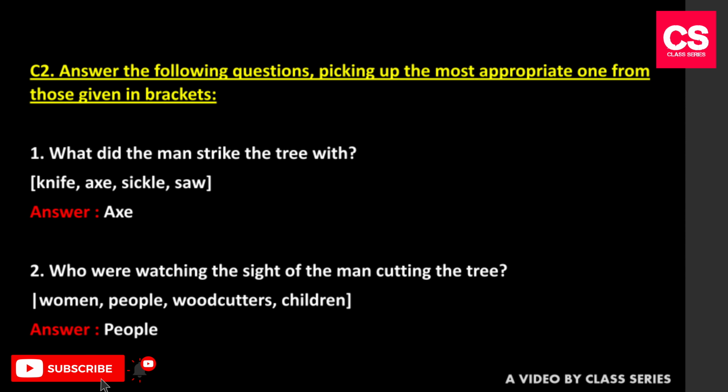So let's move on to our second main, that is C2. Answer the following questions. Pick up the most appropriate one from those given in the brackets. Our first question is, what did the man strike the tree with? The options are knife, axe, stickle, saw. The answer is axe. Our second question is, who were watching the sight of the man cutting the tree? The options are women, people, woodcutters, children. The answer is people.